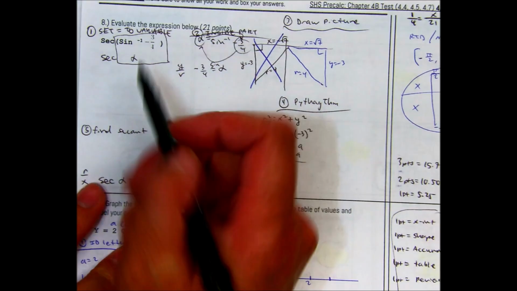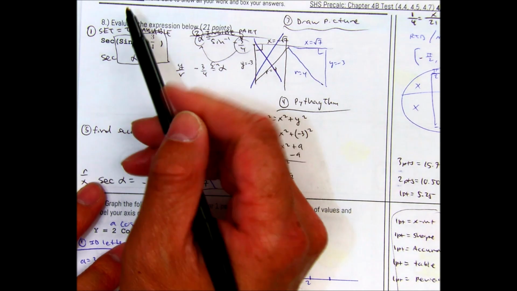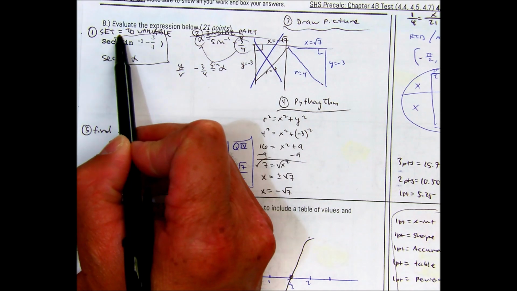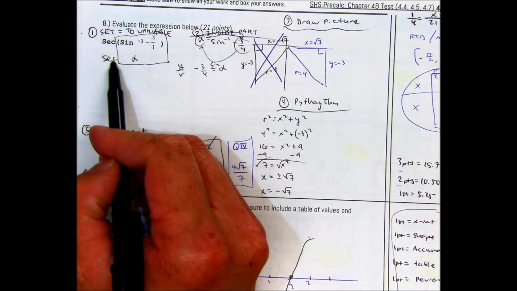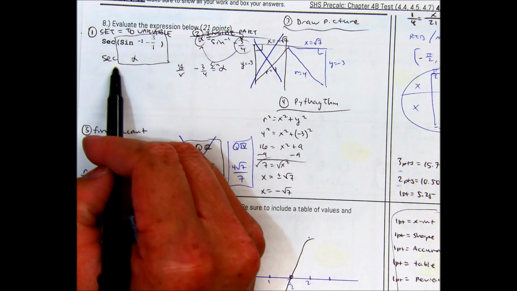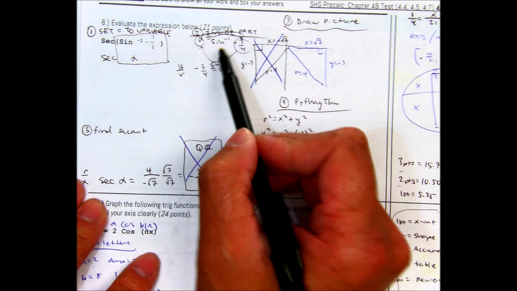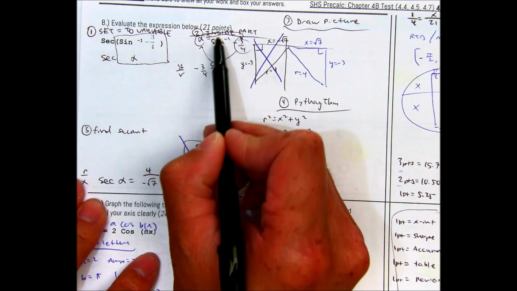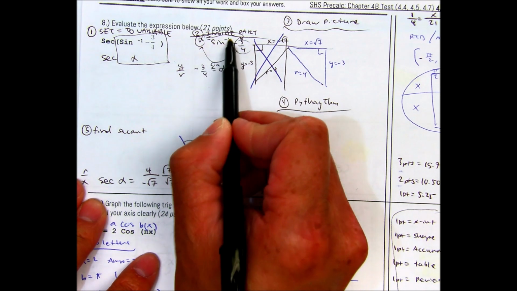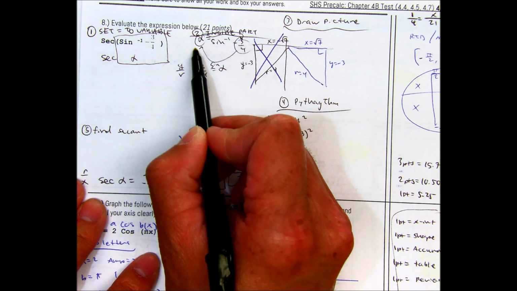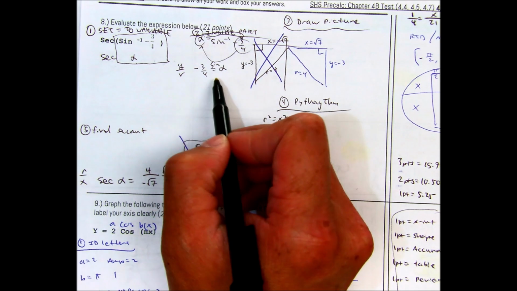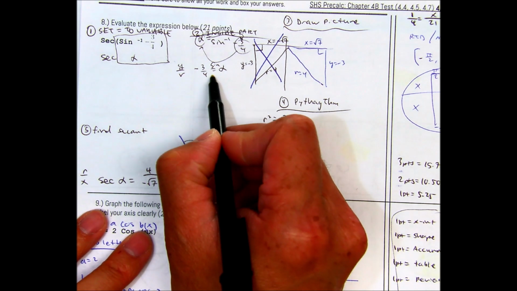Question number 8, evaluate the expression below. First thing I'm going to do is set an equal to a variable, so secant of alpha. That means everything in here equals alpha. The second thing you're going to do is do this inside part. So the inverse of sine tells you to switch these. So you get sine of alpha equals negative 3/4.